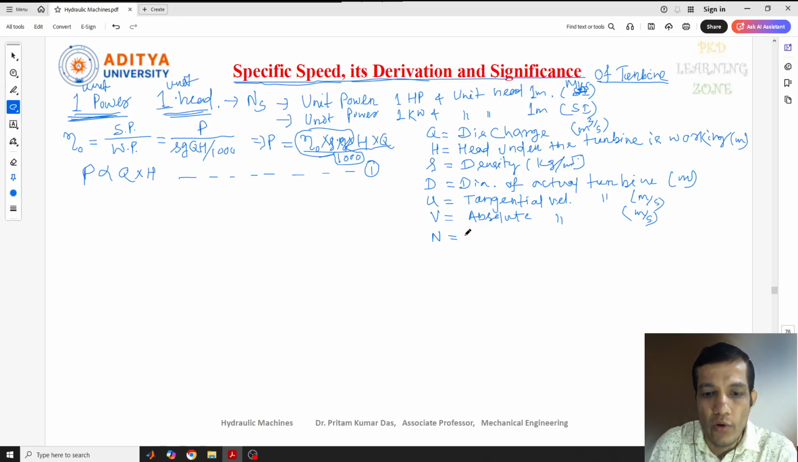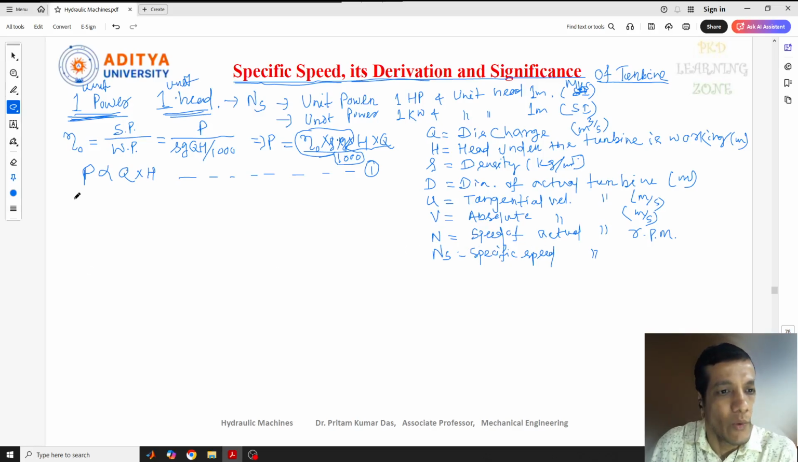Now N equal to, this is the speed of the actual turbine, which can be written in RPM. And now N_S equal to, this is the specific speed, which we calculate specifically for the design of the actual turbine. So these are some of the terminologies used here, and we know that absolute velocity, tangential velocity and the head are all related.